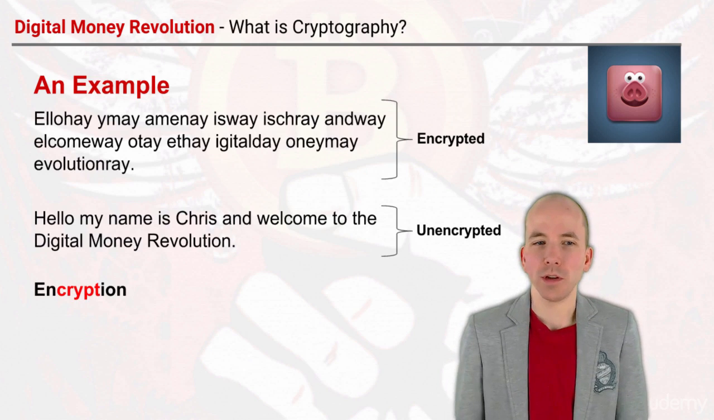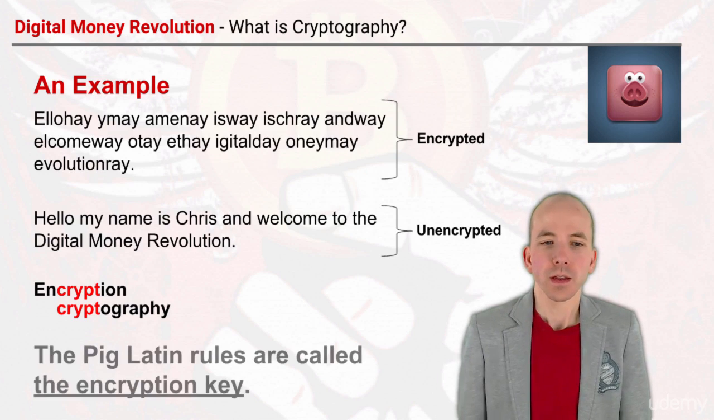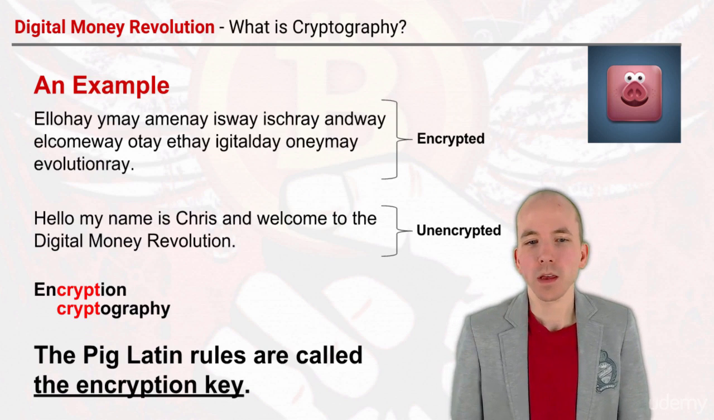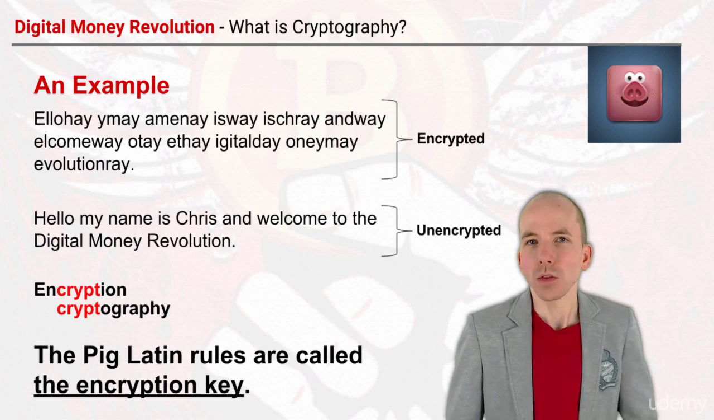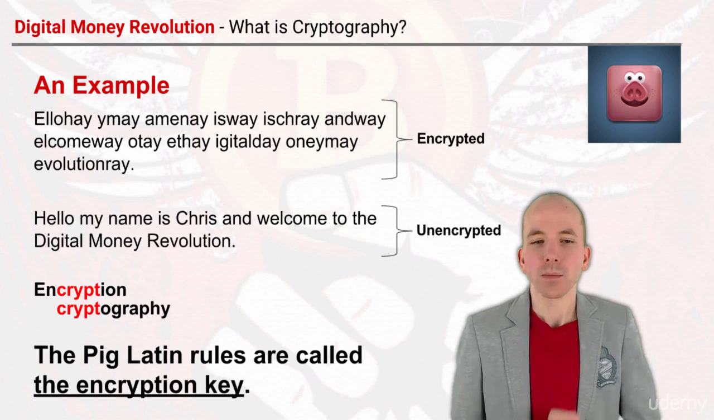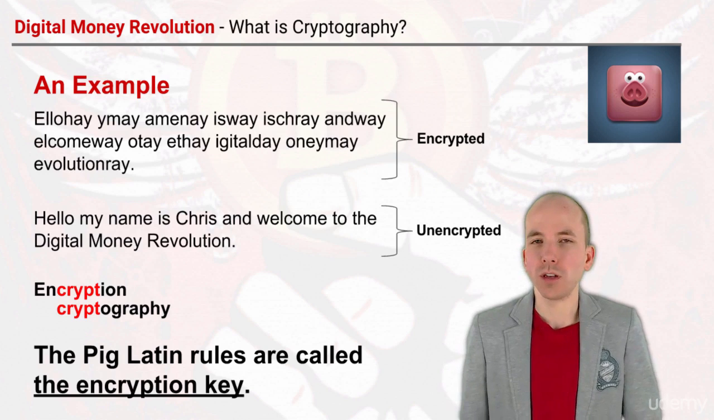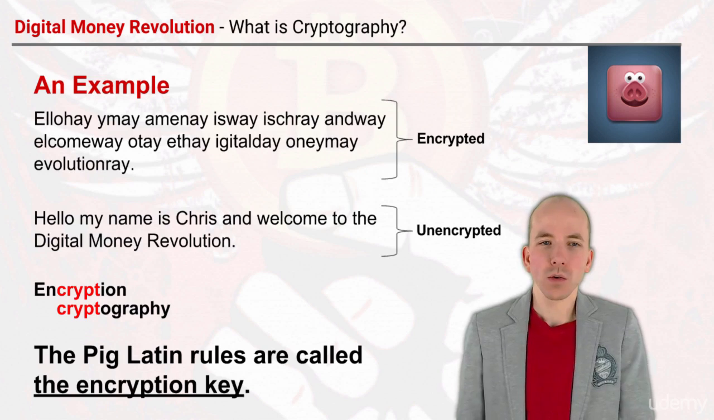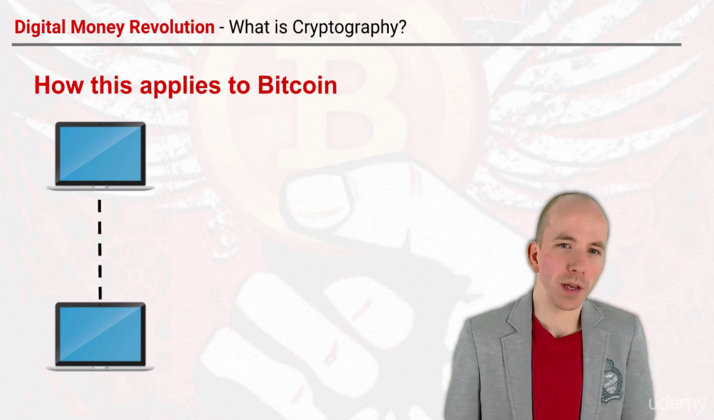So when we say encryption, that's where cryptography comes from. We've made it cryptic. We've made it vague. Now, in Pig Latin, the rules that I showed you in the previous slide are called the encryption key, okay? Because that's the thing that's the key that unlocks the message. So if you didn't know the rules of Pig Latin, you would have no idea what that first message meant. So here's how this applies to Bitcoin.